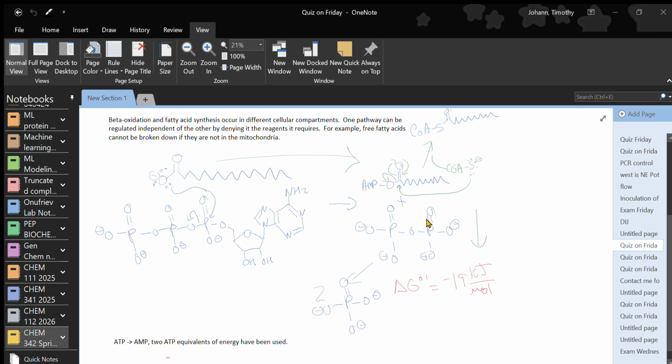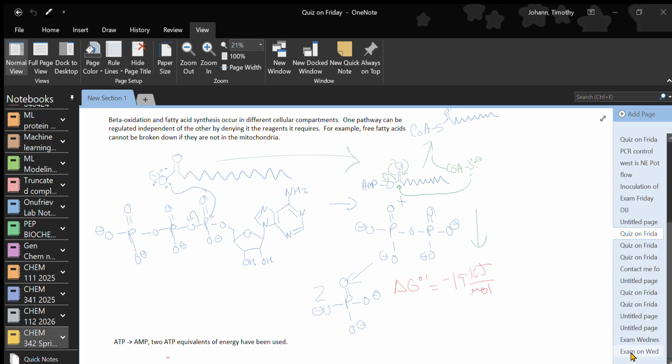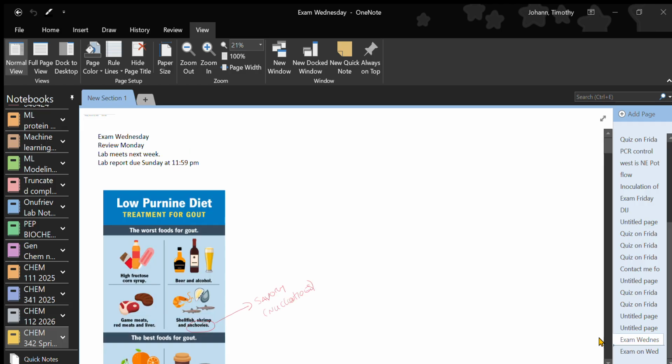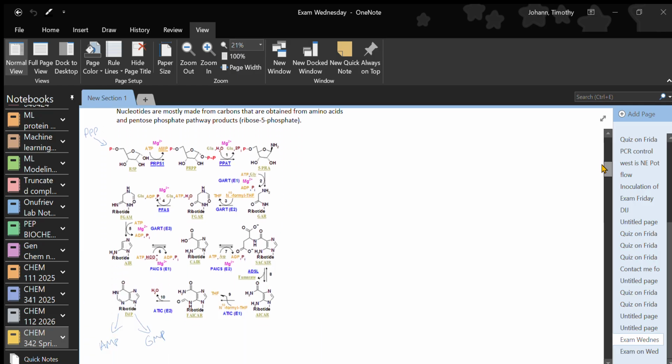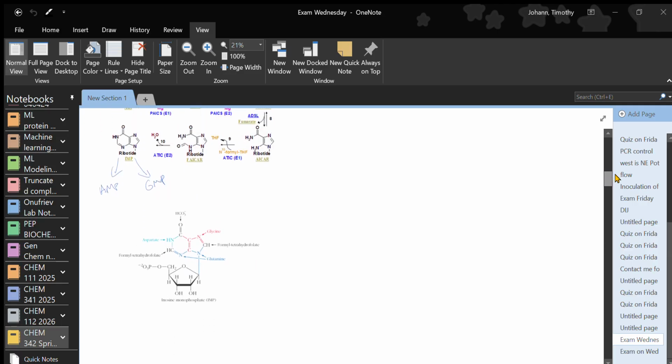For the nucleotide synthesis, what all do you want us to know about that again? So for nucleotide synthesis, all I'm really concerned with here is that you know that our nucleotides are mostly made from amino acids. So we think about the carbons in these. I gave you the whole pathway and we looked at it, but really let's look at this.